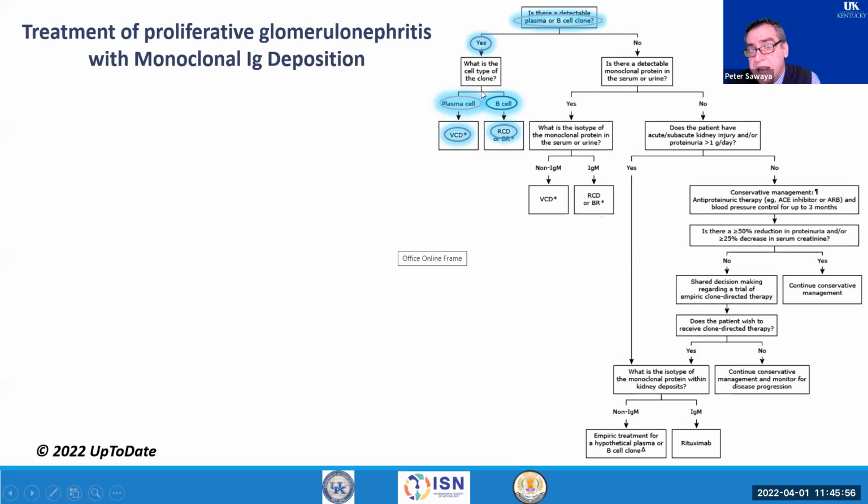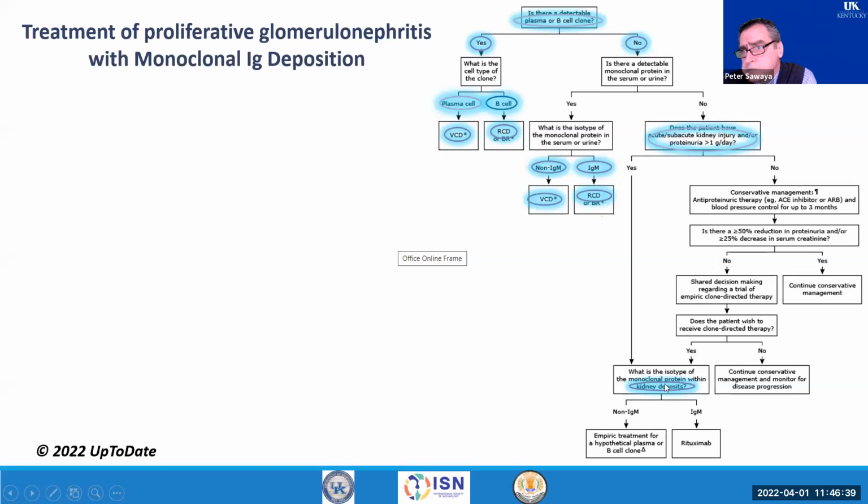Now, if you can't tell monoclonality, then you would look at what type of molecule you have. If it is non-IgM, you would presume it is coming from plasma cells, and you treat them like myeloma. And if it is IgM monoclonality, you presume it is from B cells. And as you know, rituximab is the king to treat B cell proliferation. Now, if even the serum electrophoresis is negative, you don't even have a spike, not in the blood and not in the urine, but you know it is in the kidney.